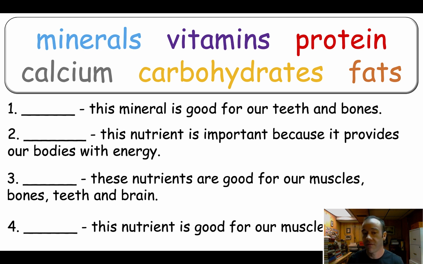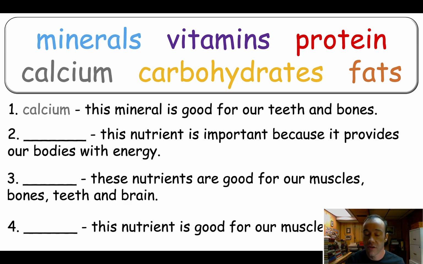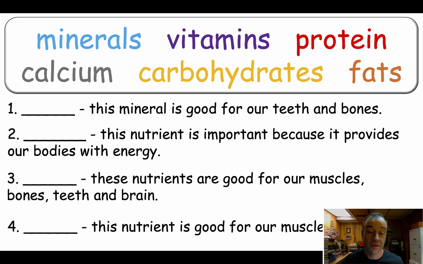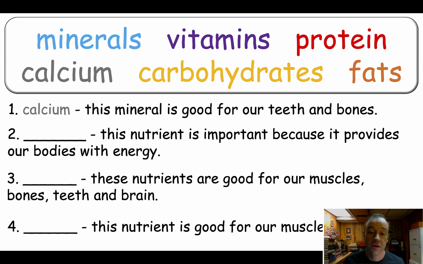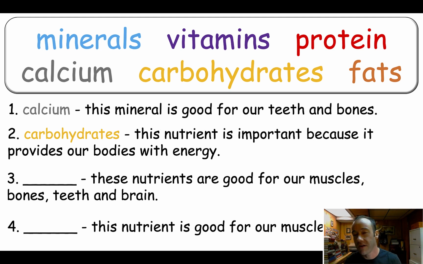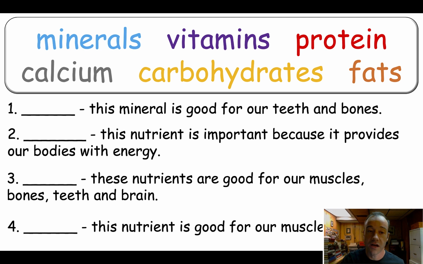After you give them a few minutes to do this, call on volunteers to stand up and tell you what number 1 is and read it, okay? Read the whole thing. So they can't just stand up and say, calcium. They should say, calcium. This mineral is good for our teeth and bones. And call another student, carbohydrates. You can even do this as a game after. They can come up and write on the board if you want. You can have them come up to the blackboard and write number 1 is whatever, and have them write on the board. It just takes more time.